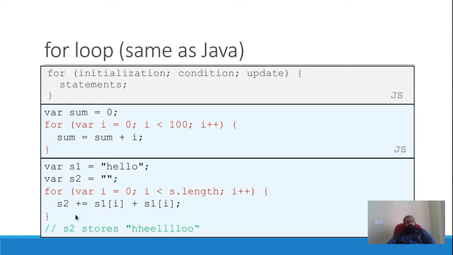And next one is another example. var s1 is equal to hello, var s2 is equal to empty string. For var i equal to 0, i less than s dot length, and i plus plus. It must be slightly wrong, so it might be s1 dot length. That's what I am assuming. Okay, so this is an example of a for loop.